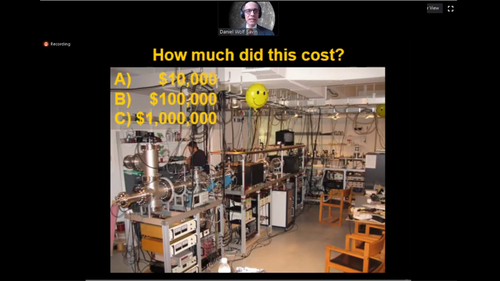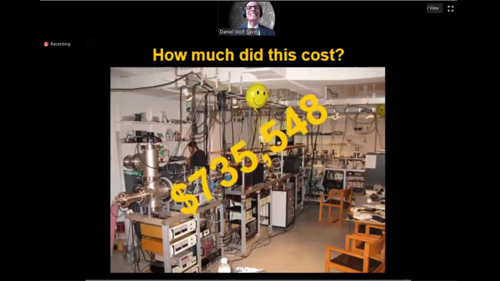I see an uppercase C. I see one B. I see another B, a C. Let me, a couple more votes, please. An A, a B. All right, so the actual answer to this, how much did it cost? Another B, $735,548. So people who said C were basically right.